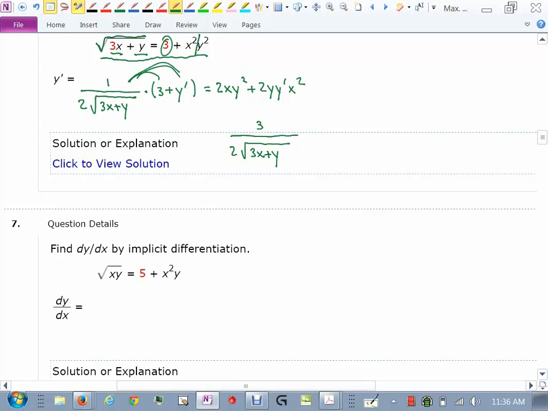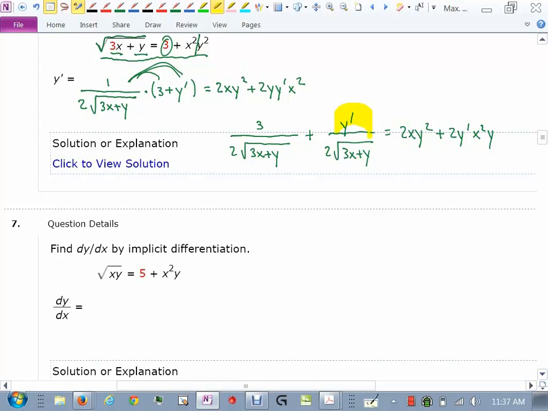And then when I distribute to the second one, I get plus y prime over 2 square root 3x plus y equals the right side, which is 2xy squared plus, let's see, 2y prime x squared y.